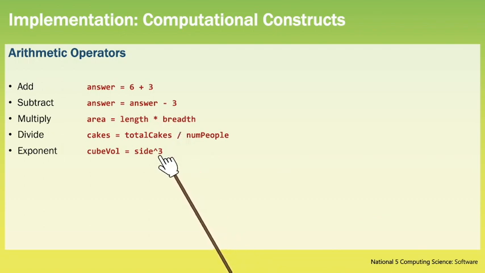If you want to find the power or exponent, we use the up arrow, which can be located on the 6 key when pressing shift. So for example, the volume of a cube is the sides cubed, or side times side times side.